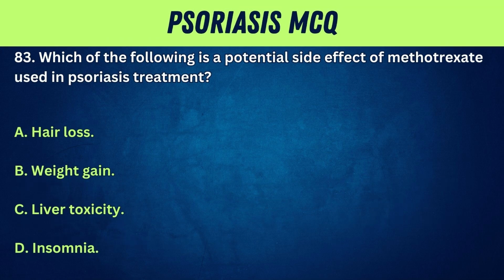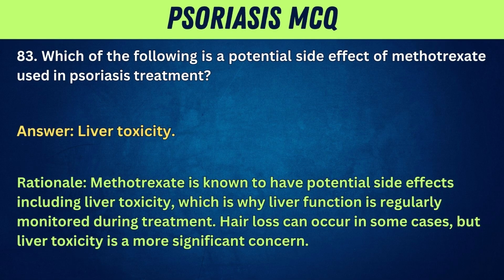83. Which of the following is a potential side effect of methotrexate used in psoriasis treatment? A. Hair loss. B. Weight gain. C. Liver toxicity. D. Insomnia. Answer: liver toxicity. Rationale: methotrexate is known to have potential side effects including liver toxicity, which is why liver function is regularly monitored during treatment. Hair loss can occur in some cases, but liver toxicity is a more significant concern.